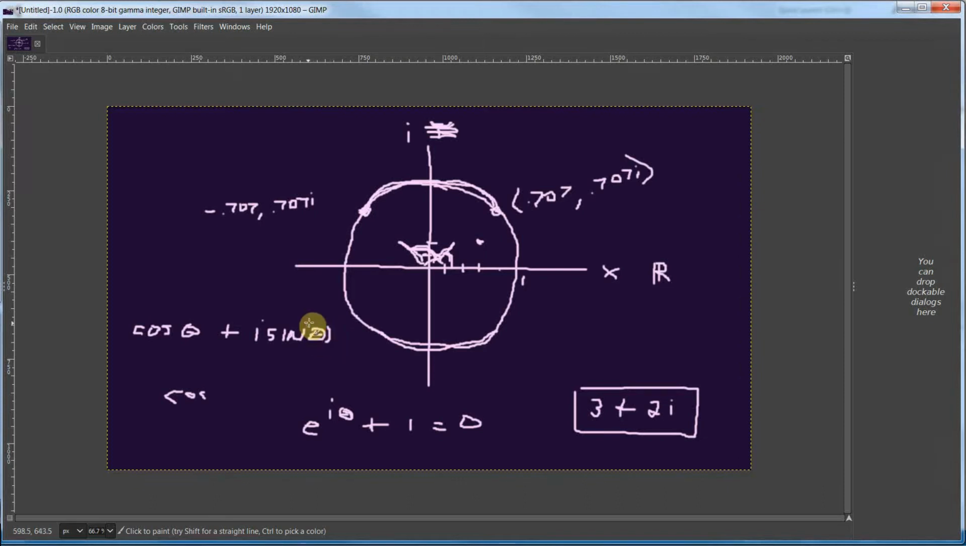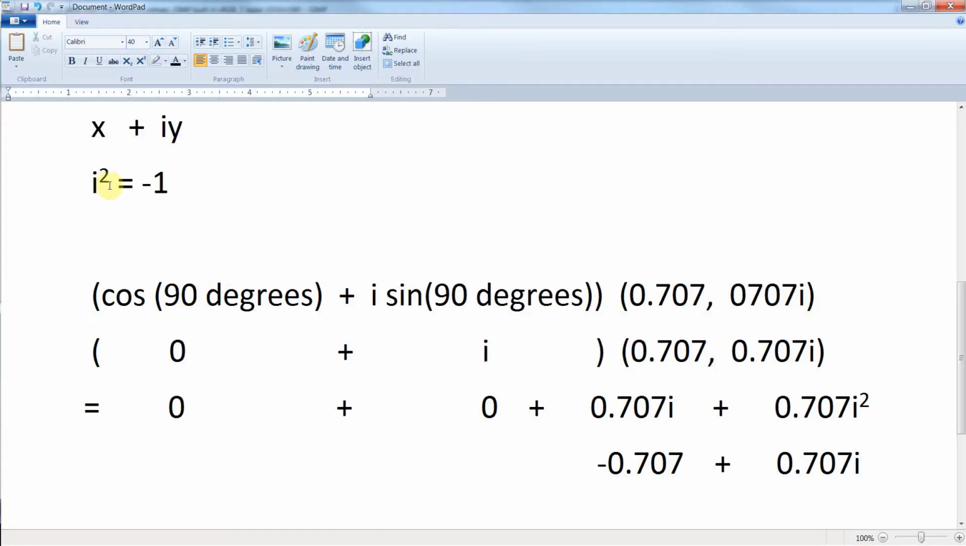So if you do nothing else, remember cosine theta plus i sine theta. I always remember it as i sine, like I sign a document. Cosine theta plus i sine theta. And then remember this, i squared is equal to -1.